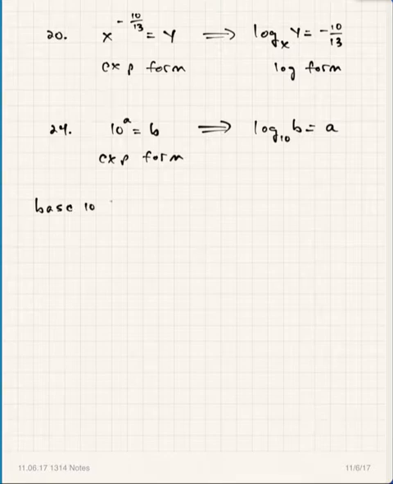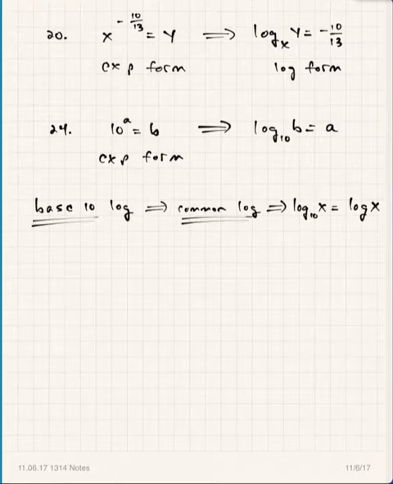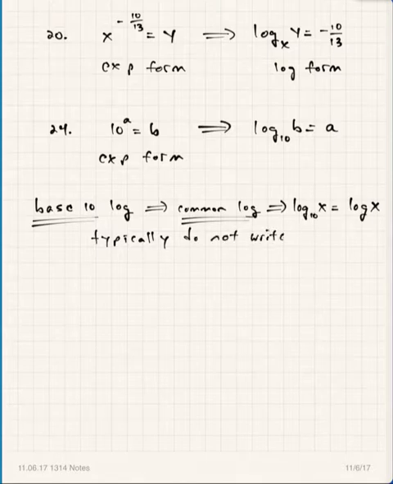So there's a couple of abbreviations we're going to use here. So a base 10 log is called a common log. And the abbreviation for that goes like this: logarithm base 10 of x, we're just going to write as log x. So in other words, with a common logarithm, that's a base 10 logarithm. Common log is the same thing as a base 10 log, and we typically do not write the base in this case. It's understood to be 10.